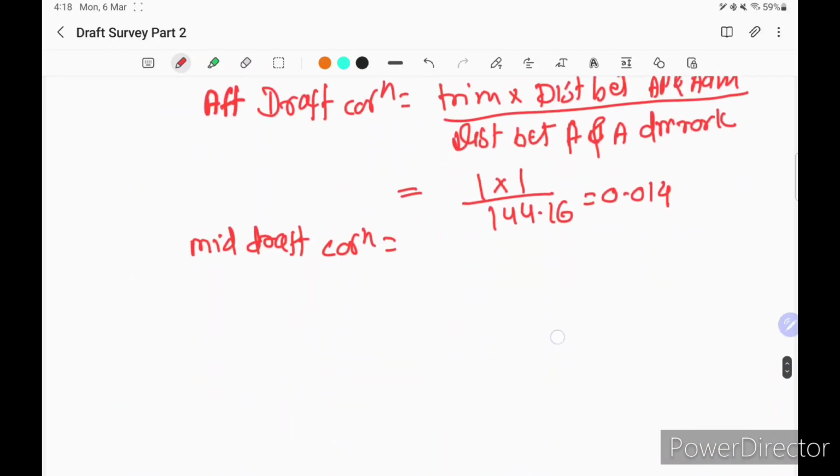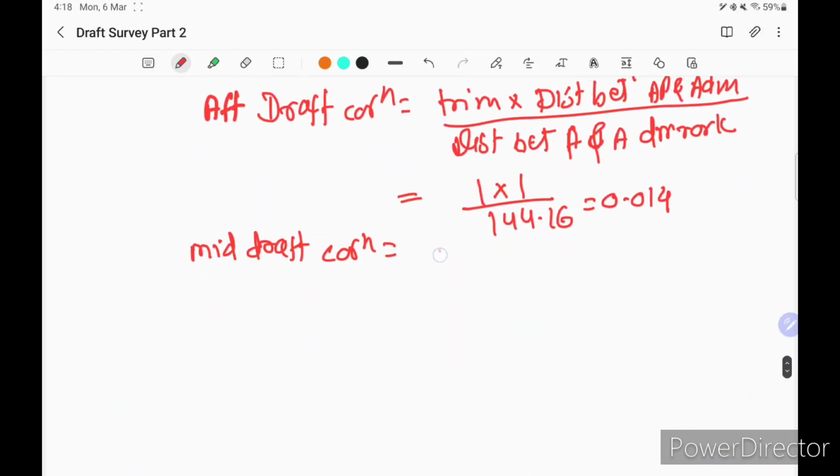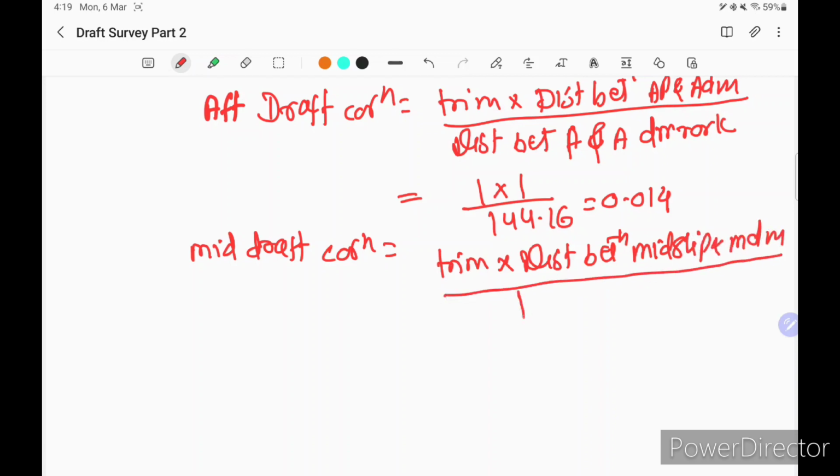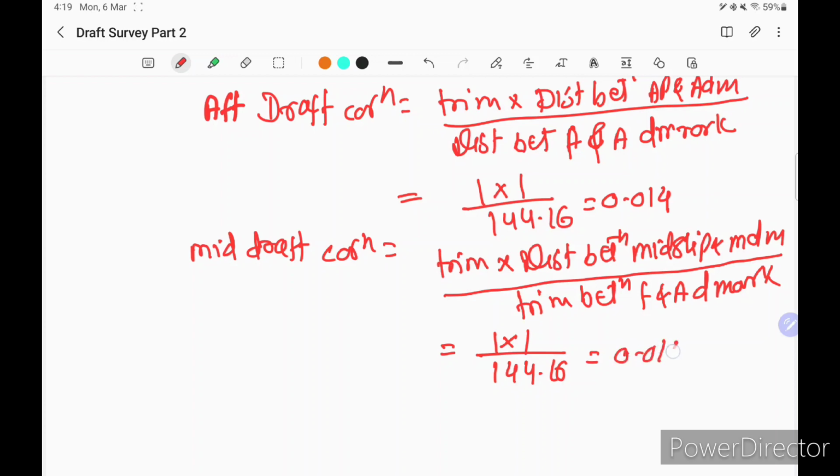So mid is also the same: trim into distance between midship and mid draft mark, divided by trim between forward and aft draft mark. So same, 1 into 1 divided by 144.16 is equal to 0.014 meter.